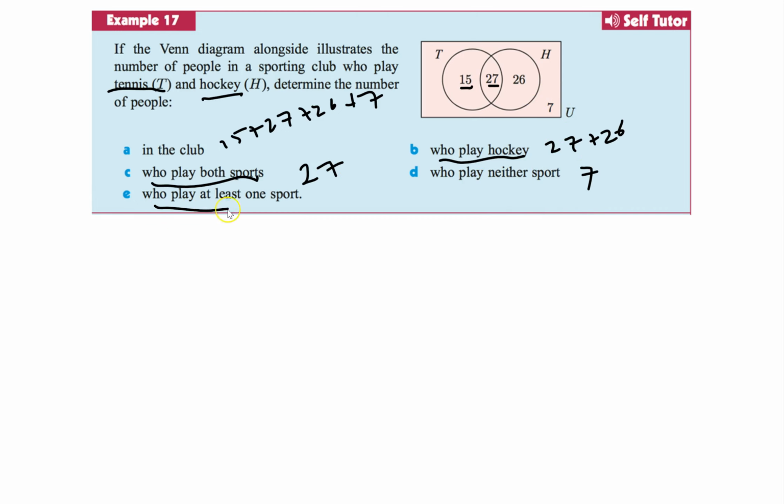Who play at least one sport. Remember, at least one sport, so that means you can play one sport, like only tennis, or only hockey, or you could play both sports. So you have to add all that right there. It's 15 plus 27 plus 26. Right, so that's the way that works at this yacht club.